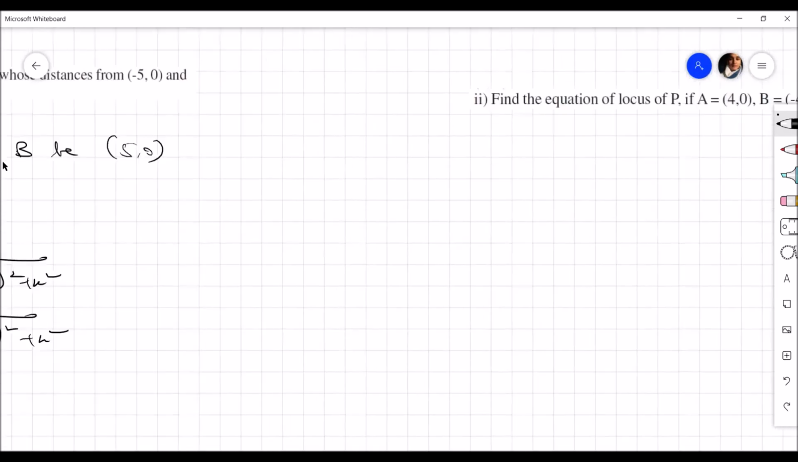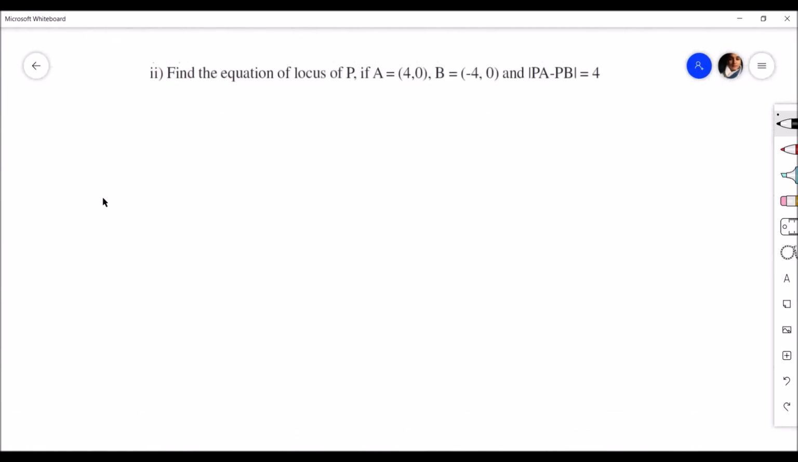So that's your next question. Just have a look at this question. It's more or less similar, just that there's a modulus involved, which we can handle easily.